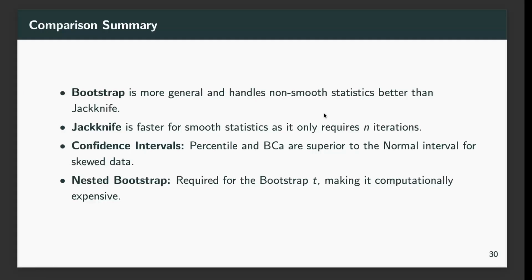Okay, but most of the time BCA is preferred over percentile because of its advantage of correcting the bias by using second order accuracy. And for the nested bootstrap, if we want to use the bootstrap T, we need to have a nested bootstrap, which makes it computationally expensive. The advantage of using the bootstrap T is that it has an excellent theoretical property, but it can be very, very computationally intensive.